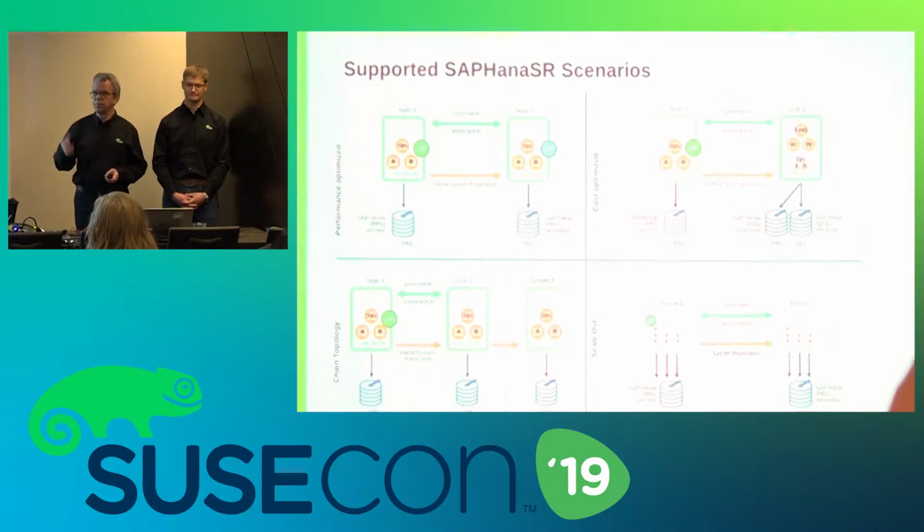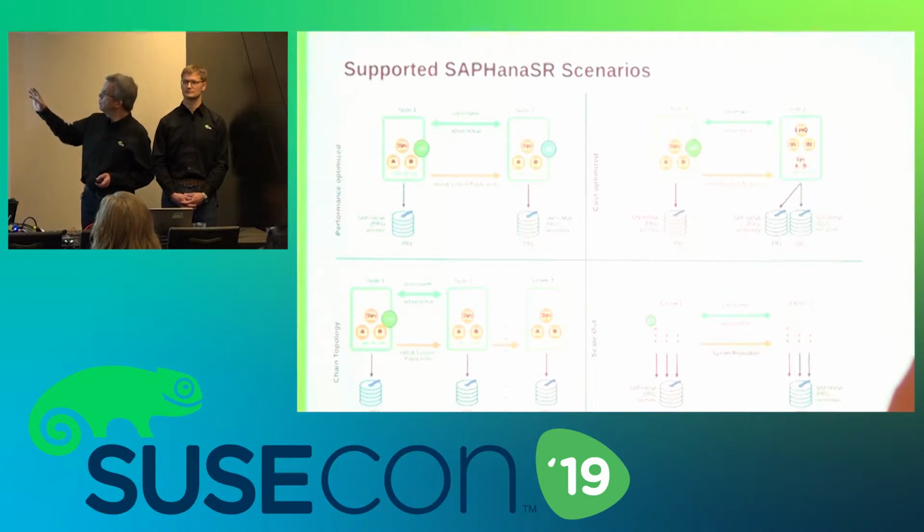Coming from this simple thing, which is the performance optimized scenario where you have the fastest takeover to the secondary side because most of the data is already loaded to memory. You can also decide to go on the upper right side with the cost optimized scenario. So you have a second SAP HANA database running on the secondary side.